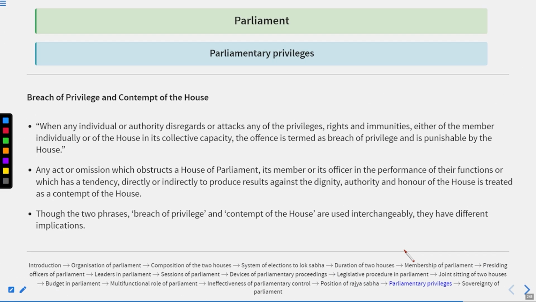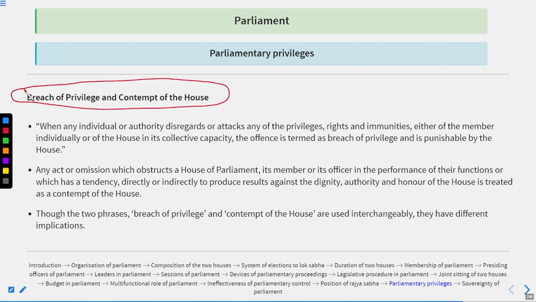From here we have to start this lecture. We know that the parliament provides privileges to its members in two forms, whether in the collective form or in the individual form. That is what we have discussed.